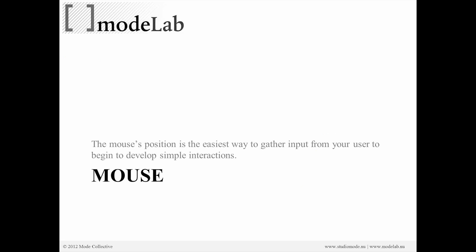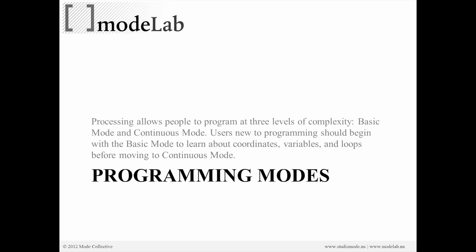All right. So the mouse's position is an easy way to gather input from an external user. That user might be yourself or someone else if you're compiling your applet to share on the web or something similar. And this will help us to begin to develop some simple interactions. Right. So whereas before, a second ago when we drew our diagonal line, we were just drawing it once, and it was a static element that we were drawing.